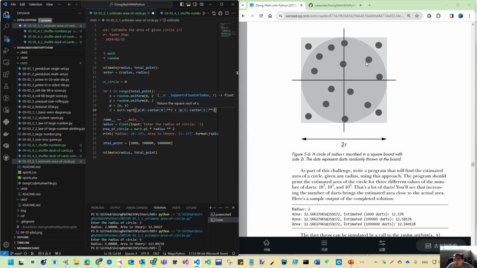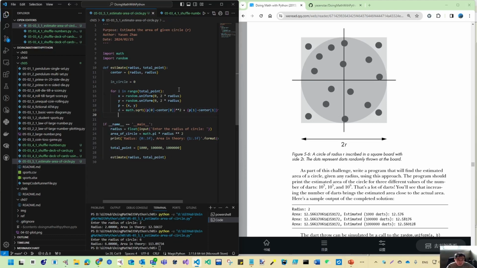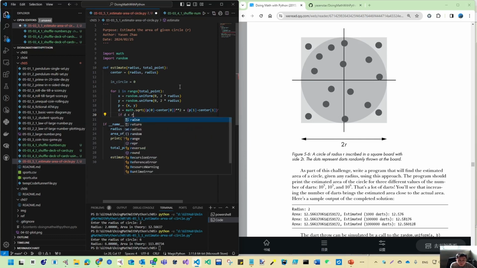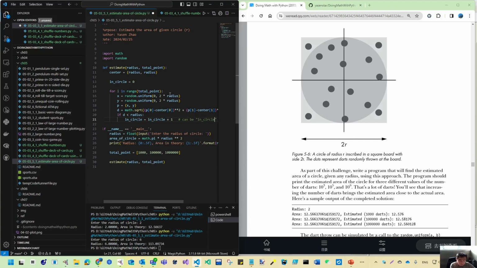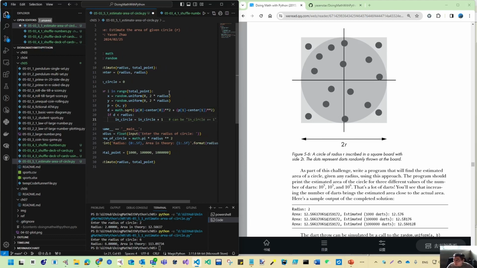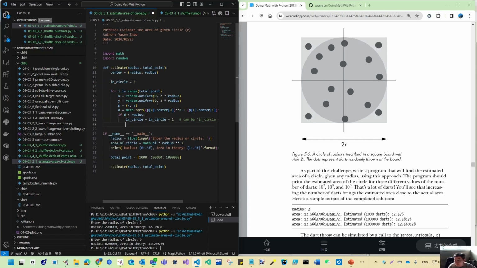So this is this distance. Then we have this distance, and what we can do is just an if check. If d minus radius, then what we will see is that it will be in circle. In circle is initially 0, then in circle equals in circle plus 1. Let's use this clearer way. So you can definitely use in circle plus equal 1. That is the equivalent syntax.